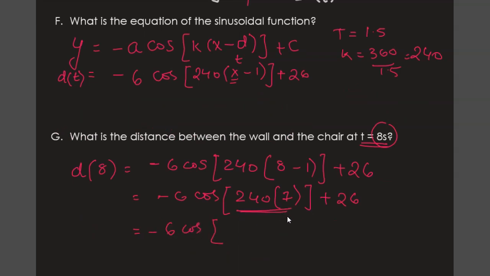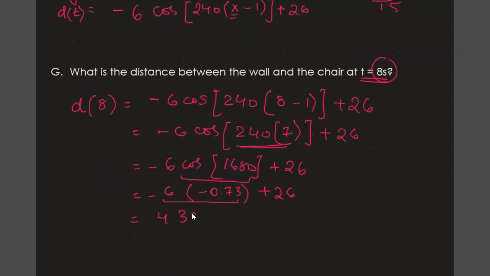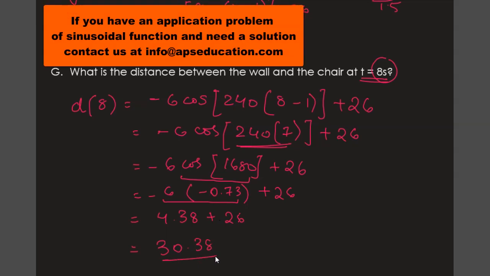So we multiply this first. This gives us 1680. Then we're not supposed to add this. We have to find out cos of 1680 and that gives us negative 0.73. You just have to put cos 1680 on the calculator. Now we're not supposed to add it again because this is a product, so we have to multiply this with negative 6 first. And we get 4.38 plus 26. This gives us 30.38. So that is the distance of the chair from the wall at 8 seconds. Make sure you don't forget to write on your units. This unit here is centimeters.